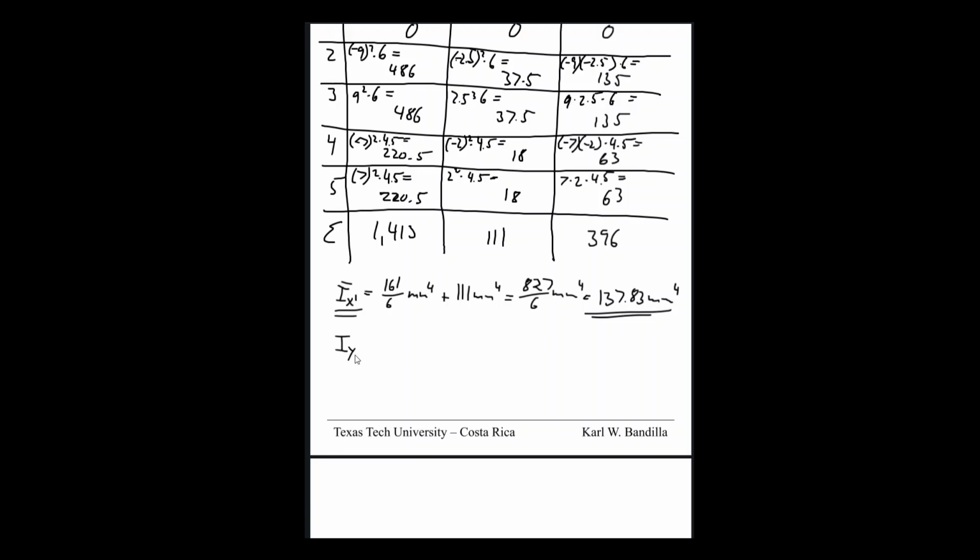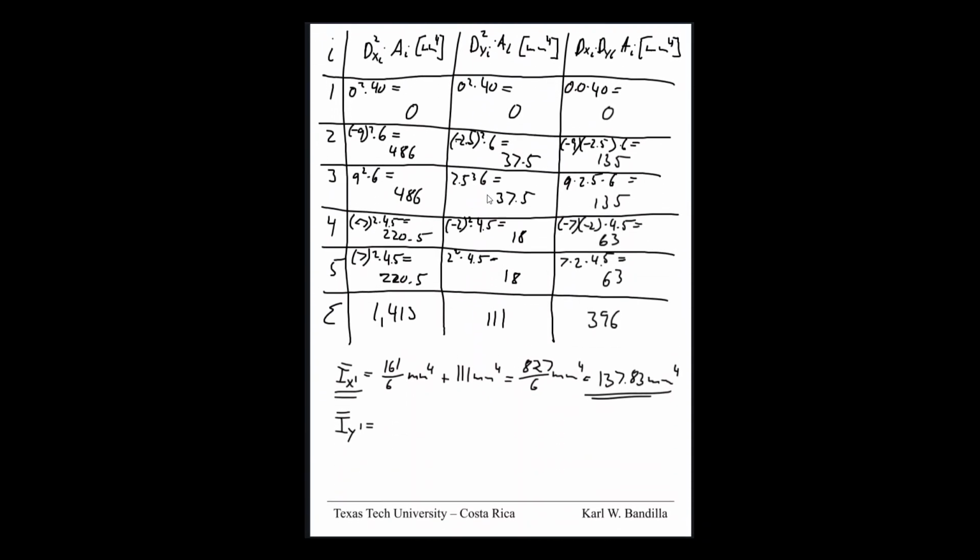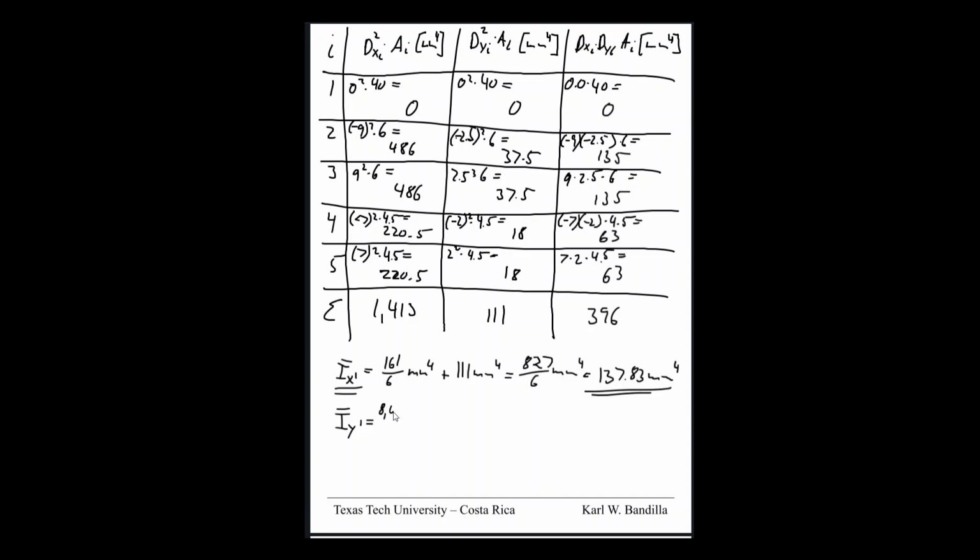Then Iy prime bar. Scroll up here, 8,051 over 6 millimeters to the fourth plus 1,413 millimeters to the fourth gives me 16,529 over 6 millimeters to the fourth, equal to 2,754.83 millimeters to the fourth.